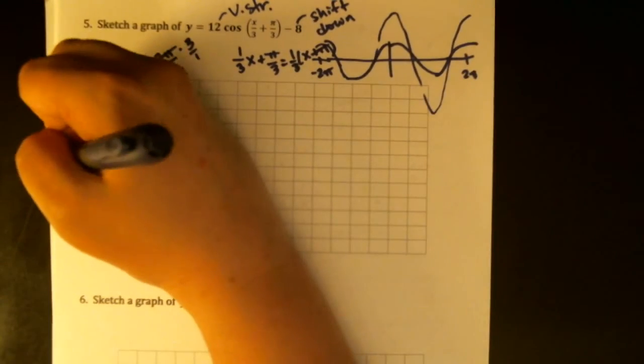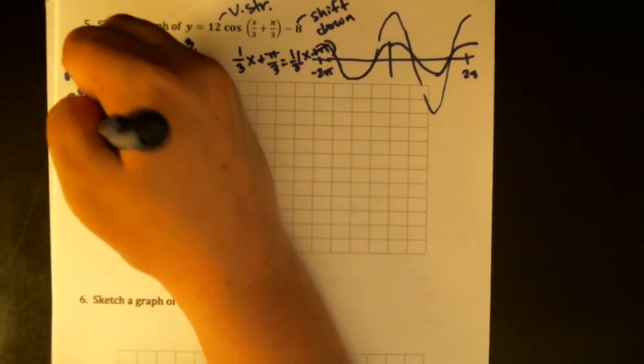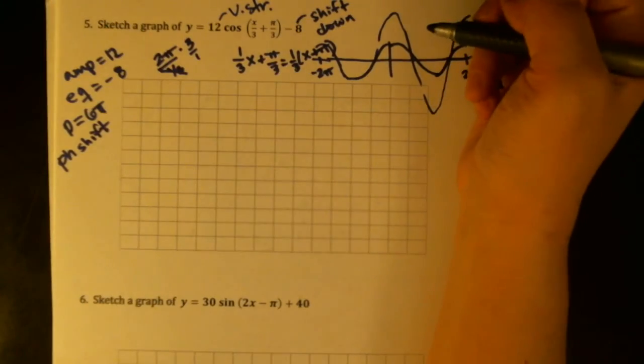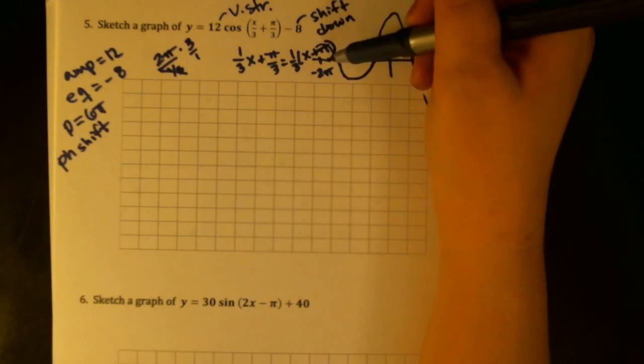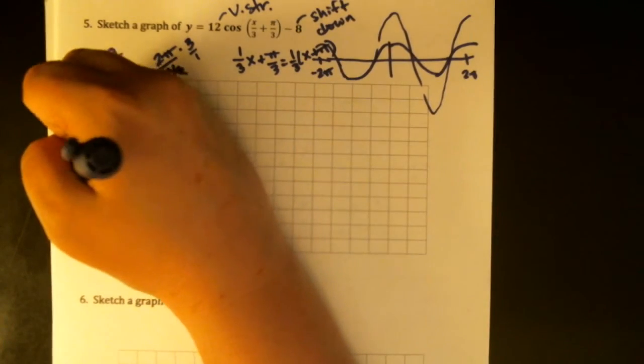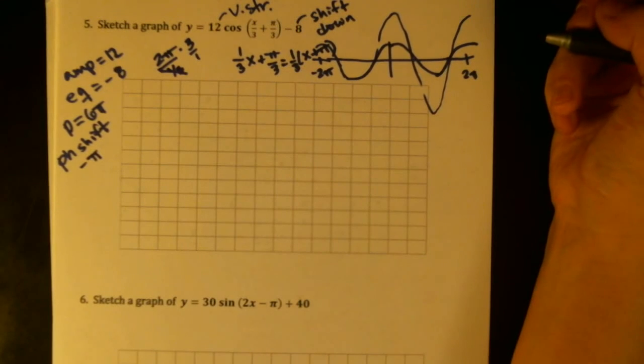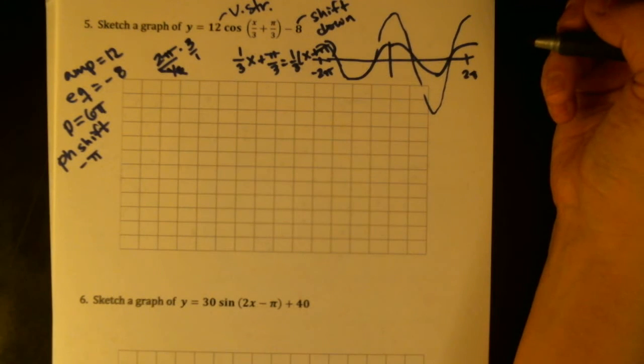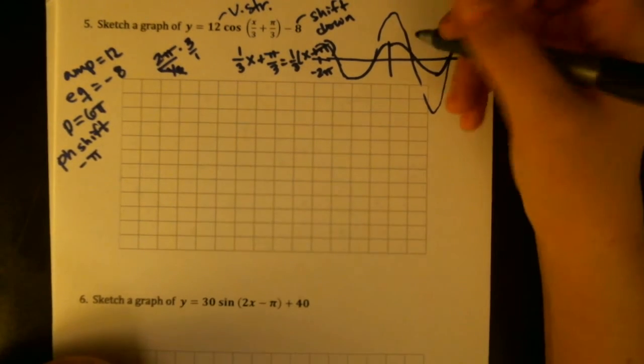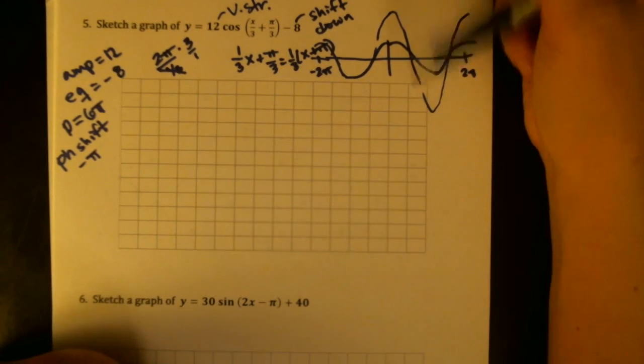And then I do have a phase shift. I want to shift to the left by pi, so I'm going to say minus pi is my phase shift. And I think I caught all of them. Yeah, I think so. Okay, so cosine wave, stretched out really tall, shifted down.